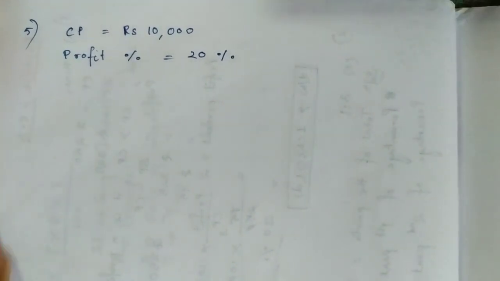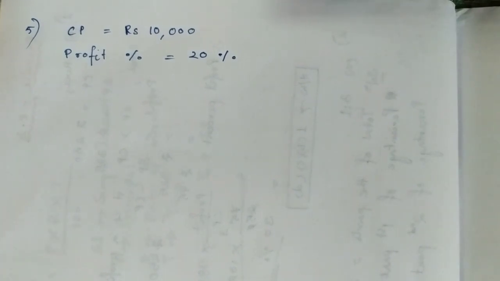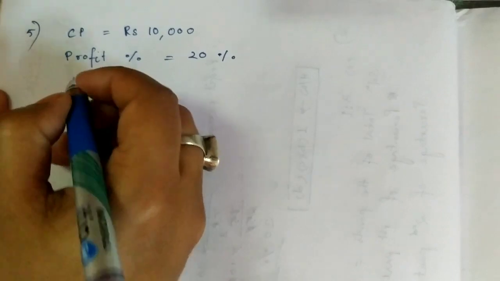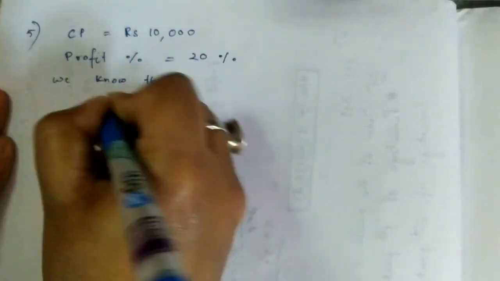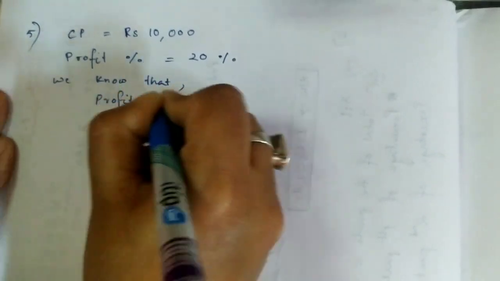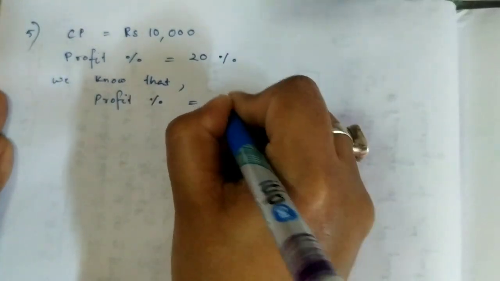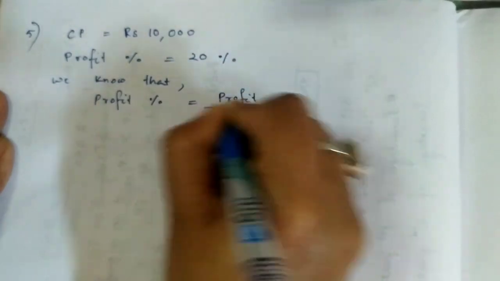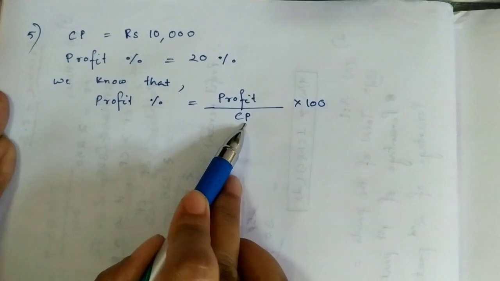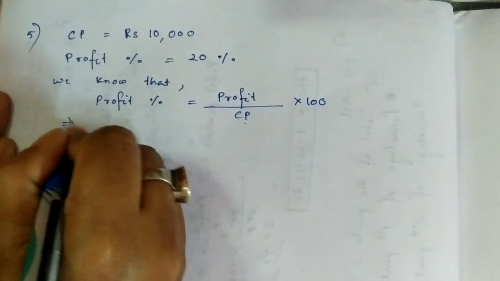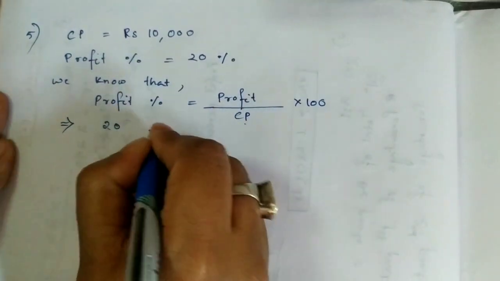Now, in order to find selling price, we always have to know the profit, and the cost price we have already been given. So, can we calculate? We know that profit percent is equal to profit by CP into 100. We have the profit percent, we have the CP, we can calculate the profit from here. Let's see. Profit percent is 20%, so let's write 20.